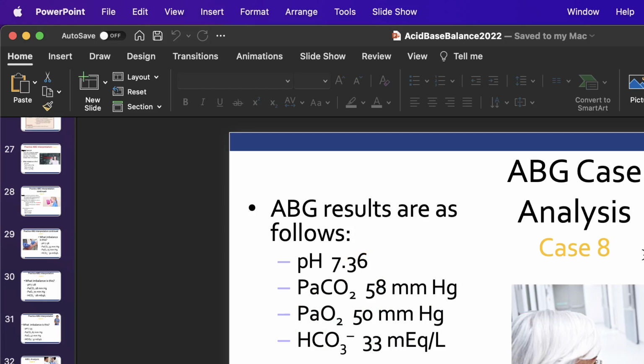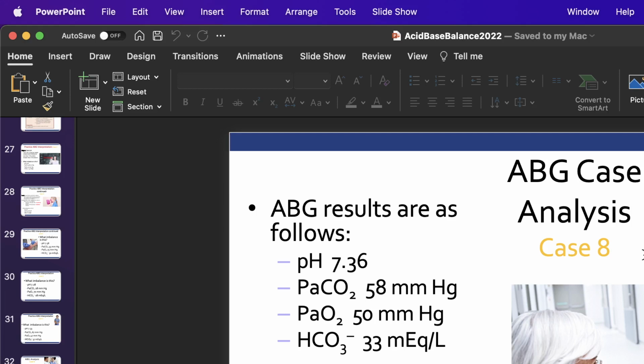Case study number 8. So this one, our pH is 7.36. So what are we giving that? Within normal limits. Our PaCO2 is 58. Acid, right? Because the higher the number, the more acid. Our PaO2 is 50. So again, severe. And our bicarb is 33. So that is base. Oh my goodness. So now what do we do with this, guys? We have things moving in different directions.